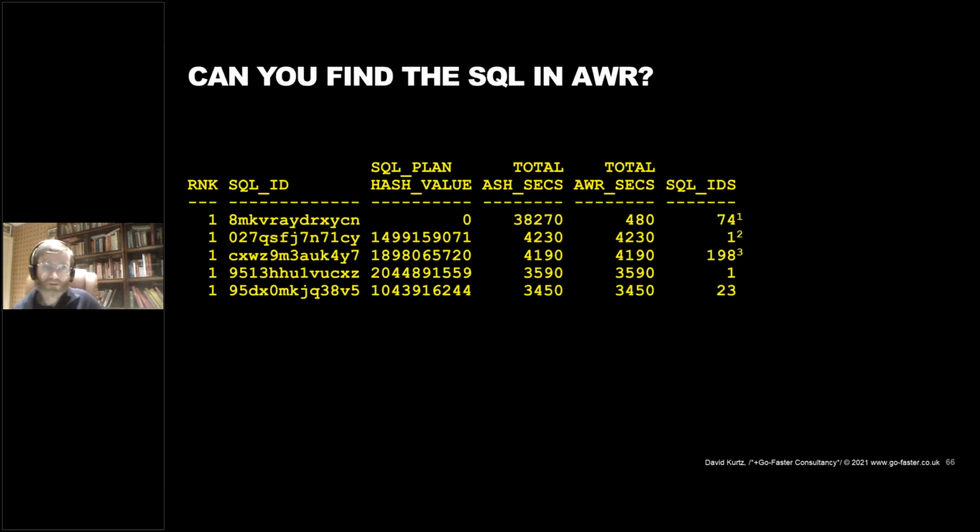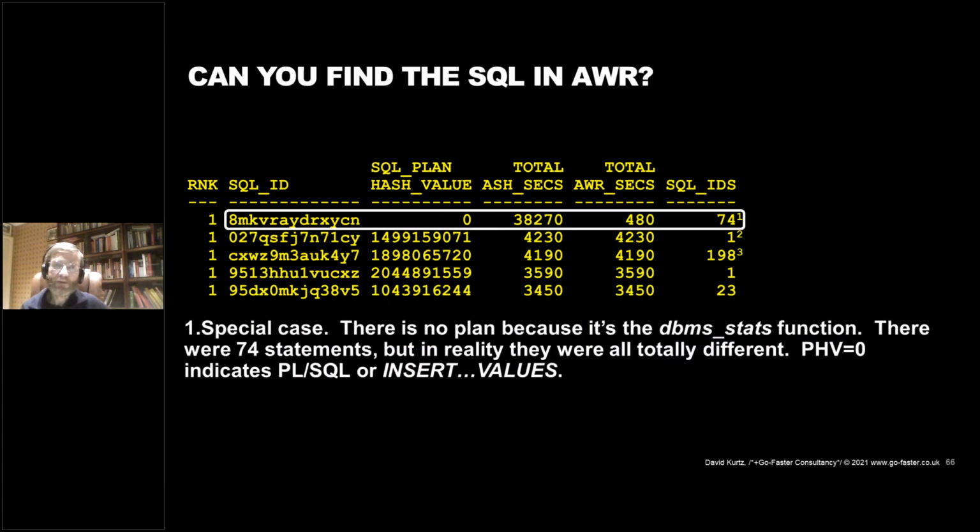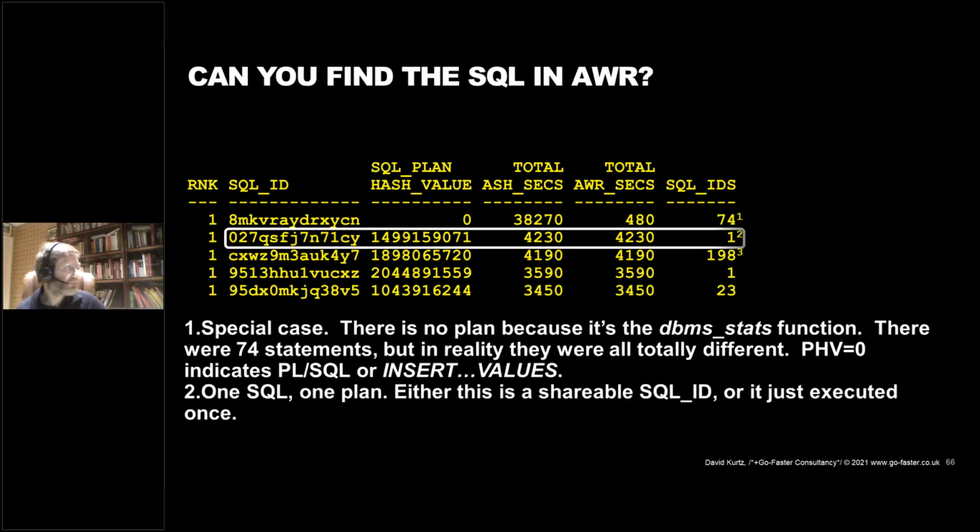And I get a profile like this. I get a profile by plan hash value, and now this is the SQL ID which burnt the most time. And if I've got AWR seconds, I know I've got a SQL statement that I can look up in AWR. Now, this one's a special case. Plan hash value 0 occurs for insert values, and it occurs for PL/SQL. This happens to be DBMS_STATS. So there were 74 different SQL statements that collected stats during this process. That's a special case. This is what you hope to see if the developers use bind variables.